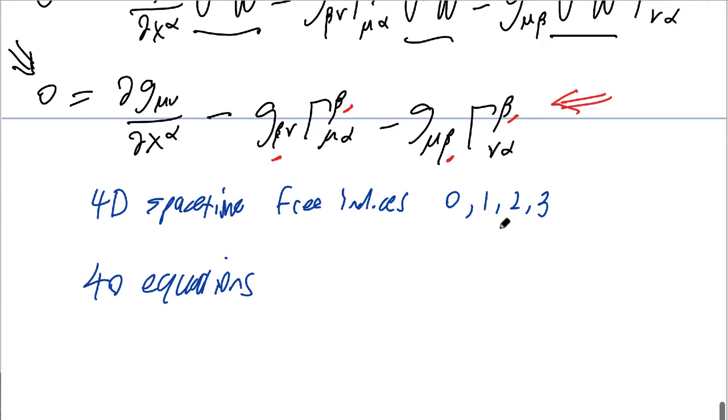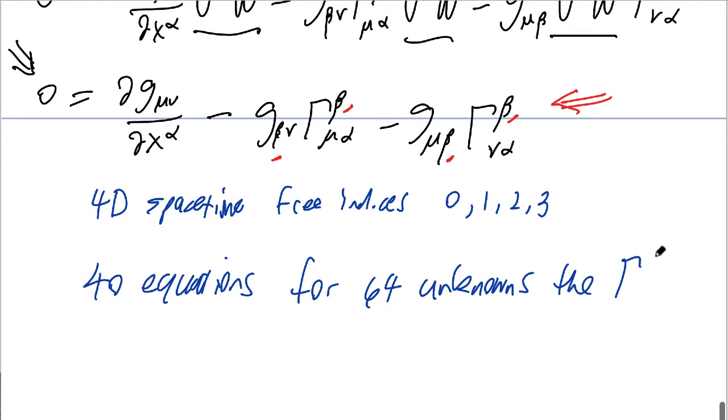And how many unknowns are there? The unknowns here are the Christoffel symbols, the gammas. And there are 4 times 4 times 4, because there are 3 indices. That's 64 unknowns, gamma beta nu alpha. All right, so we don't really have enough equations here to determine all of the Christoffel symbols, but only some of them. So let's take a look at this.